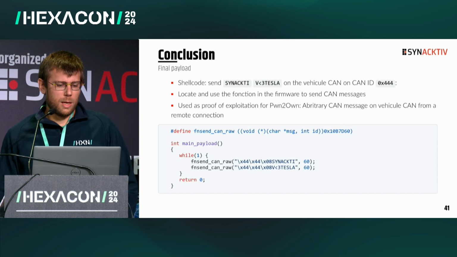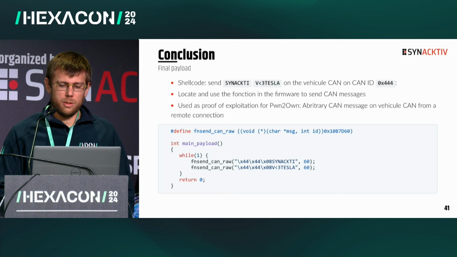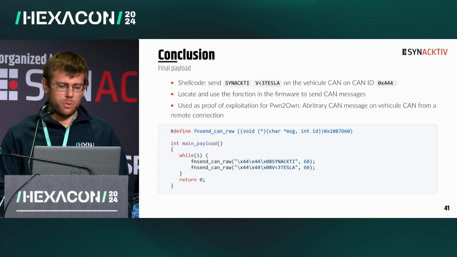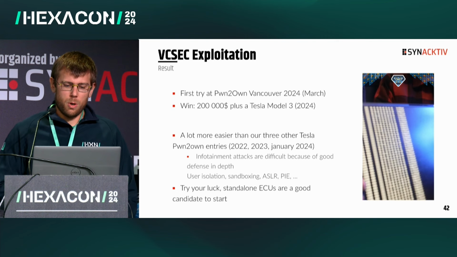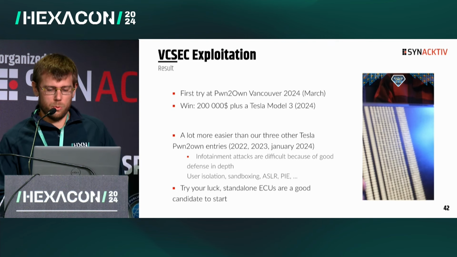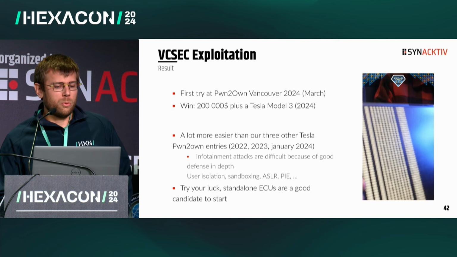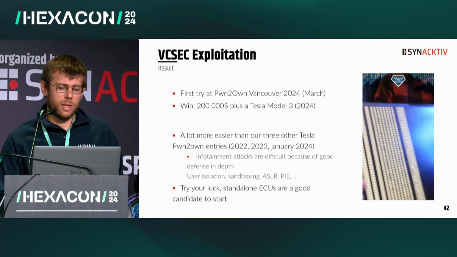So to conclude, as a proof of exploitation, we chose to send arbitrary messages on the vehicle CAN bus. It's relatively easy. We just have to locate the function to send CAN messages in the firmware and jump to it with the correct arguments. And here is the result. The exploit worked the first time at Point1, and we win the car. It was a lot easier than our previous entries on the infotainment.